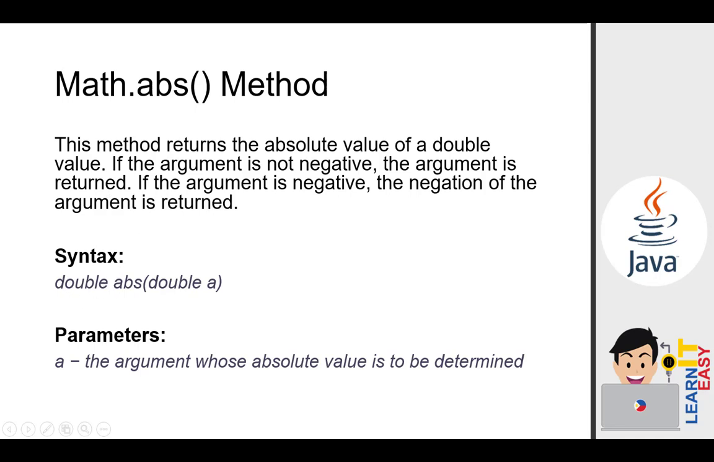Okay? So, absolute method. So, anong trabaho ng method na to? Ang method na to is used to return the absolute value. Meaning, kung ang input mo is a positive number, i-return lang niya yun as it is. Pero kapag nagkaroon ka ng negative value, okay, gagawin niya itong positive.